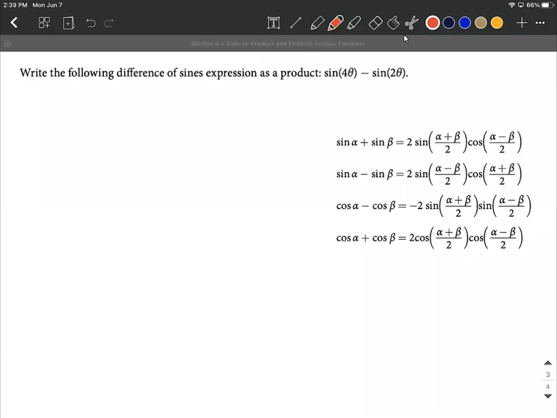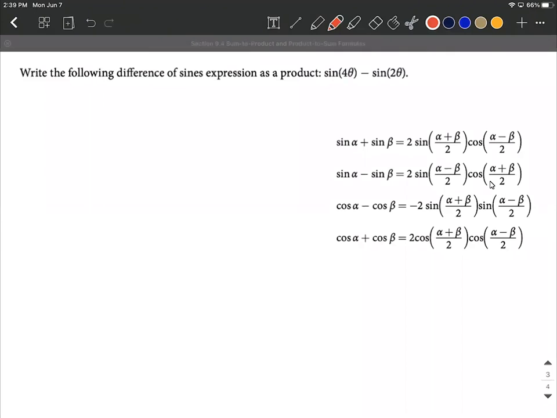The goal on this problem is to rewrite this difference of signs as a product. So two things multiply together. I've gone ahead and listed out all the sum to product formulas or difference to product formulas over here on the right-hand side. In this case, because we have sine of something minus sine of something, we're going to use the second version, sine of alpha minus sine of beta equals 2 sine of alpha minus beta over 2 times cosine of alpha plus beta over 2.